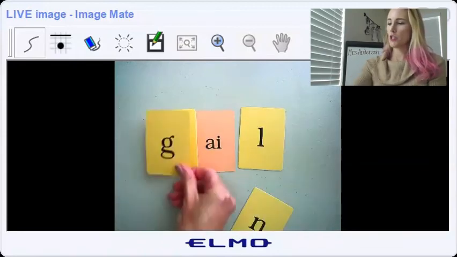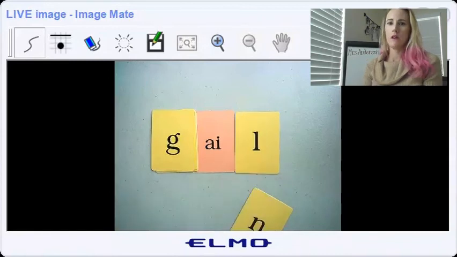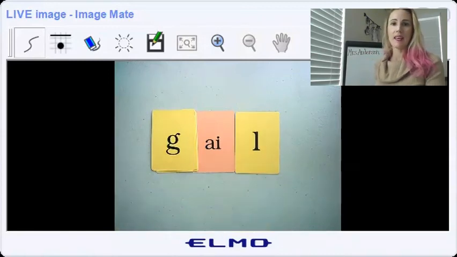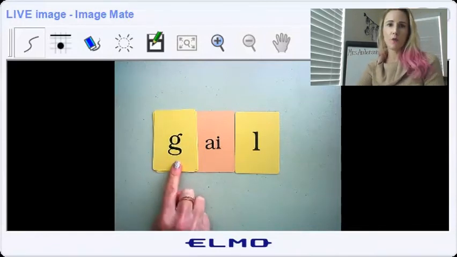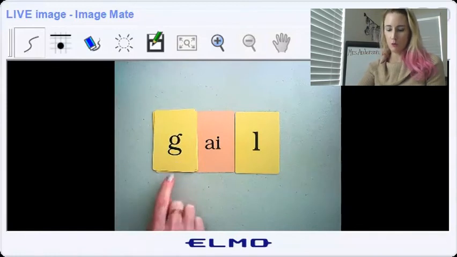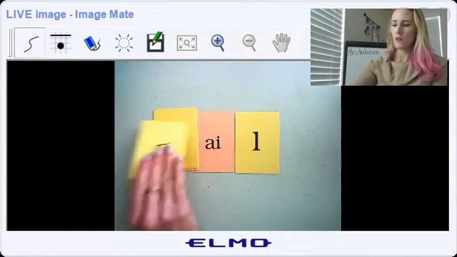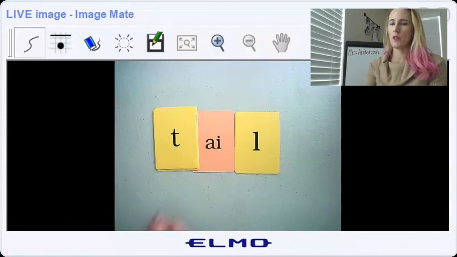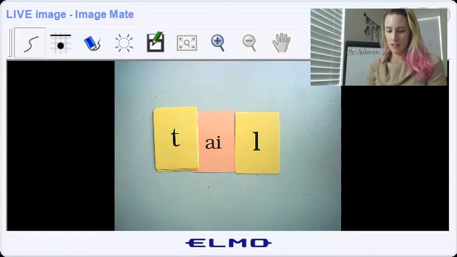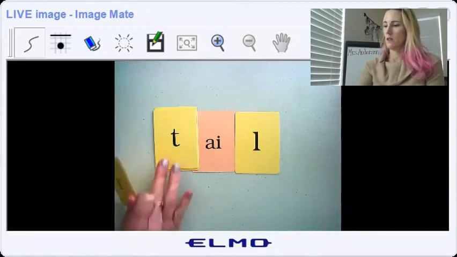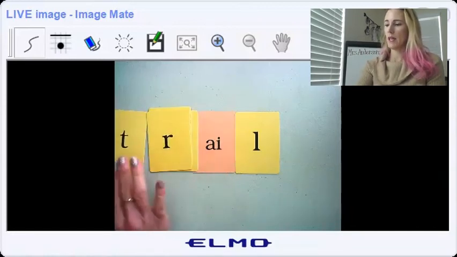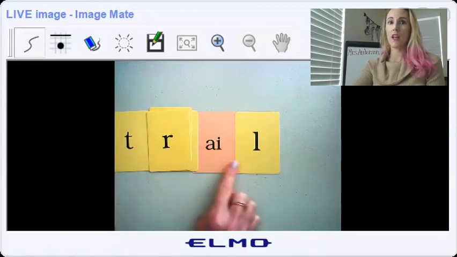I'm going to change this to a name. This would be the name Gail. So Gail will be the character in our story. The difference would be if it's a name, we would spell it with a capital G. So just be aware of that. So this can change to tail. I can change tail by adding a blend here. Trail.